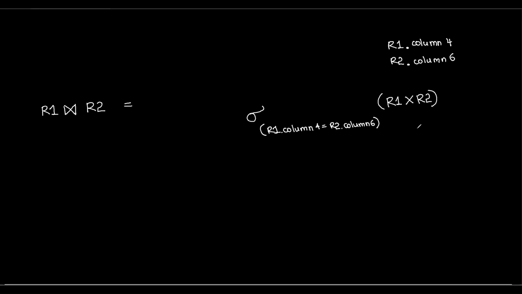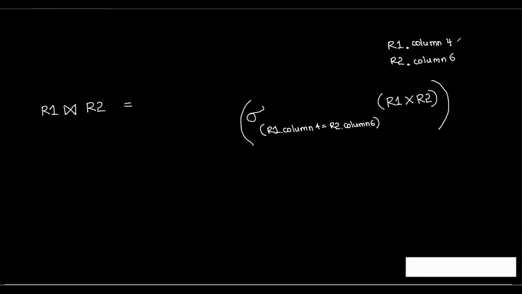This will be the condition. We can't stop here. We also need projection. Why? Even though other columns are unique, column 4 and column 6 may repeat. That's why we need projection.